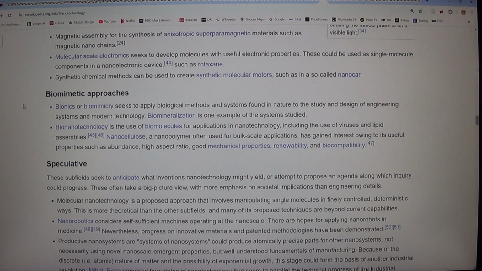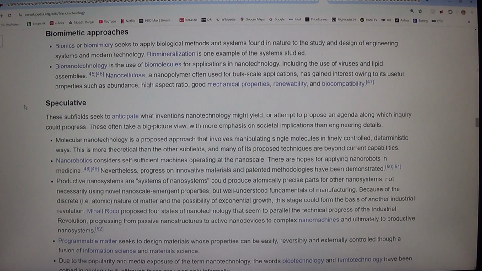Biomimetic approaches. 1. Bionics or biomimicry seeks to apply biological methods and systems found in nature to the study and design of engineering systems and modern technology.